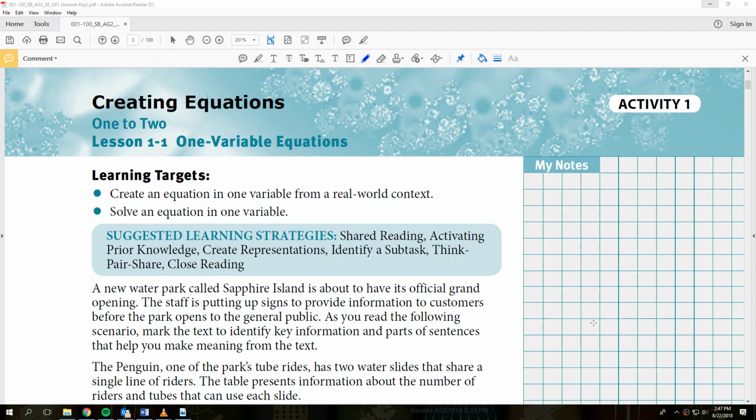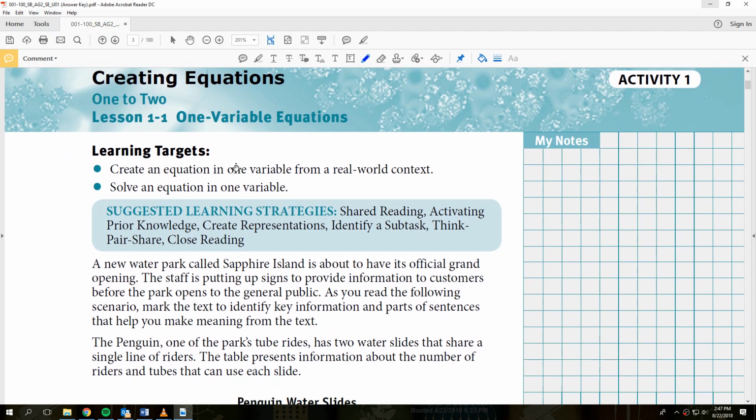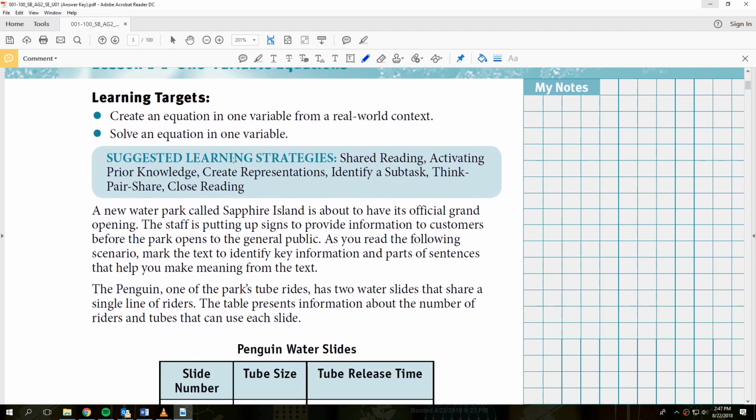Okay, so this is lesson 1-1, one variable equations, and we're just going to fly through this here. First of all, learning targets: we're going to create an equation in one variable from a real world context, and we're going to solve an equation in one variable. Let's see here.